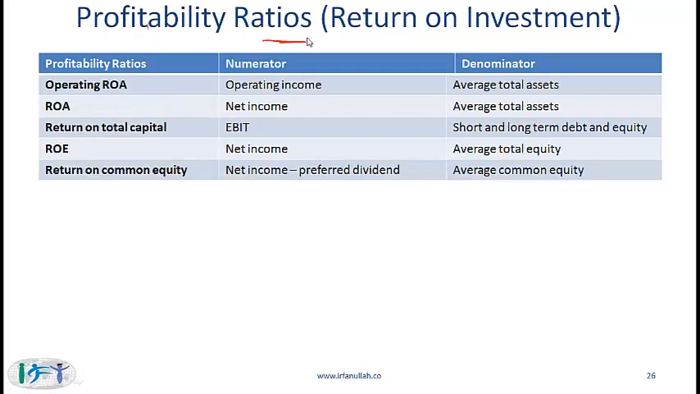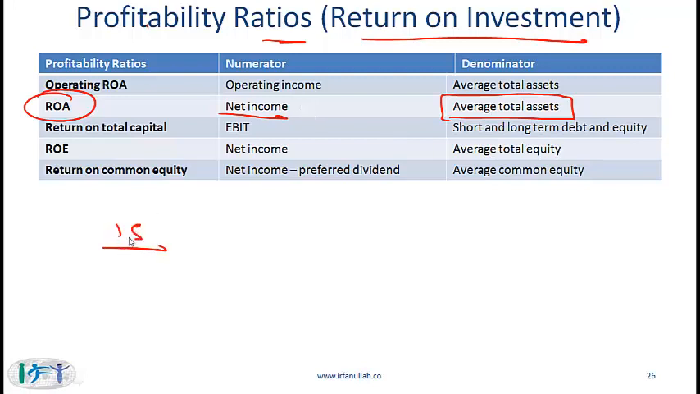Profitability ratios, where we look at the return on investment, these are mixed ratios. You will often see this particular ratio, return on assets. Return on assets is net income, which you get from the income statement, divided by average total assets. And the theme that I talked about earlier in terms of the income statement number in the numerator and the average balance sheet number in the denominator continues over here.